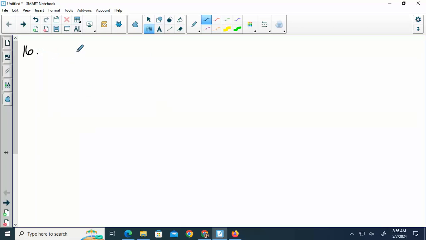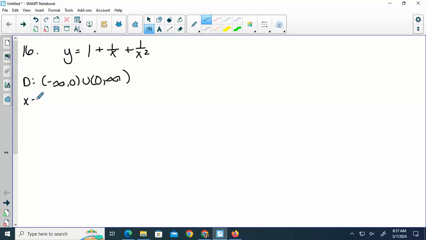So the domain, if I'm looking at this, that's asking what x can be. An easier way to think about it, what can x not equal? 0. So our domain is negative infinity to 0, union, 0 to infinity. How do we find an x-intercept when the y is 0?